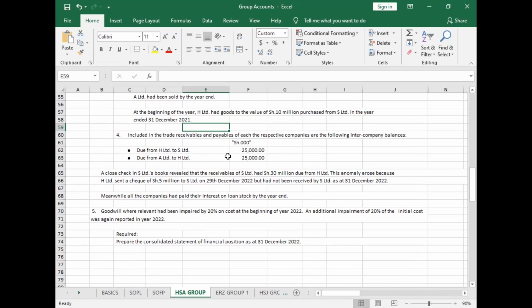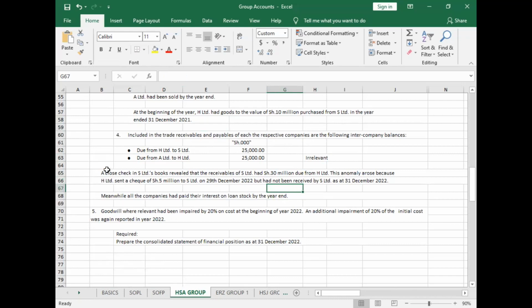Due from H to S Limited 25, due from A Limited to S Limited 25. So we have intergroup balances. But remember, this one is A and H, so it is irrelevant because it's not a group member. We only take the group, H to S.